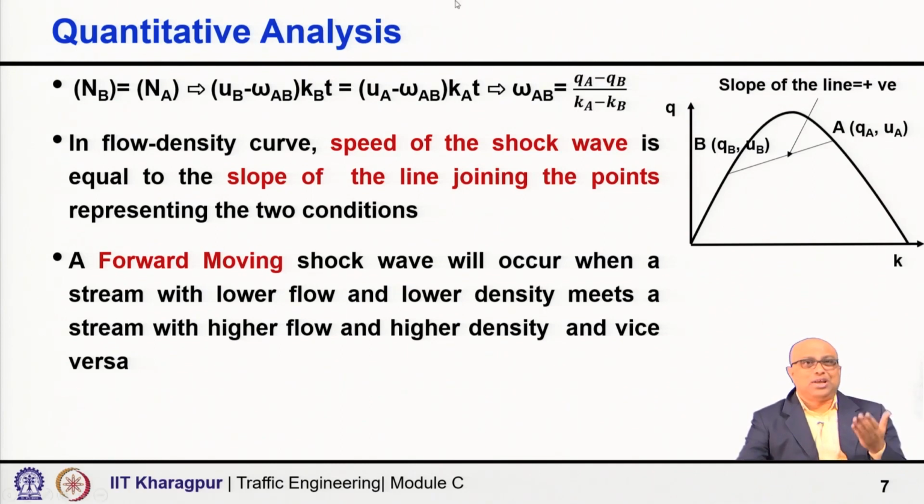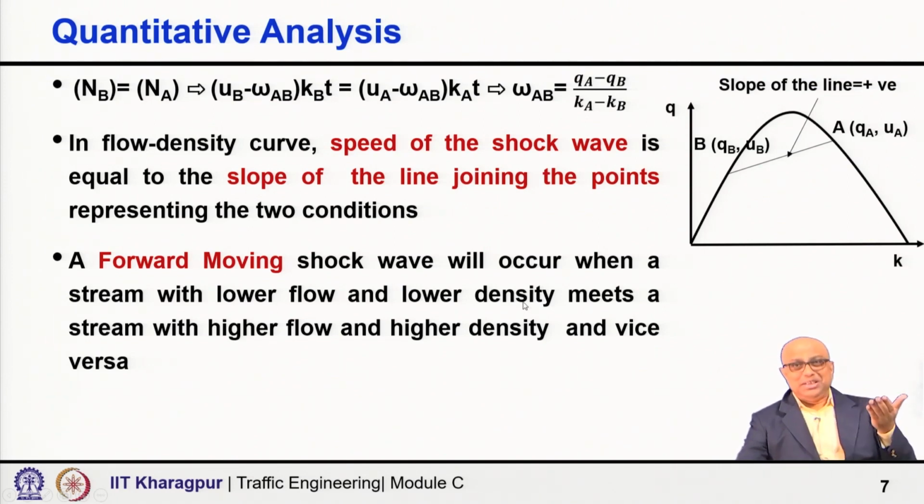So, that is what I have said. In the flow density curve, the speed of the shock wave is equal to the slope of the line joining the points representing the two conditions in the flow density curve.